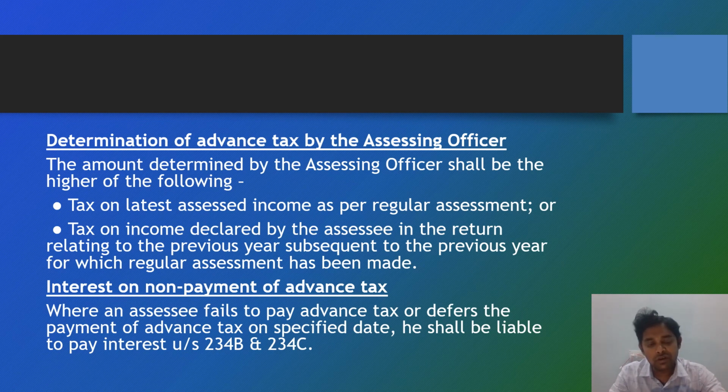Interest on non-payment of advance tax. Where an assessee fails to pay advance tax or defers the payment of advance tax on the specified date, he shall be liable to pay interest under section 234B and 234C.